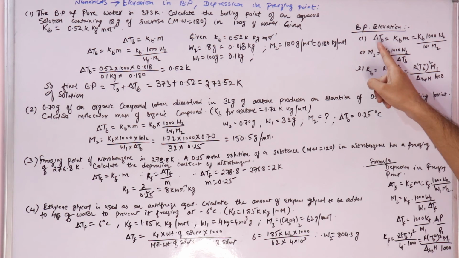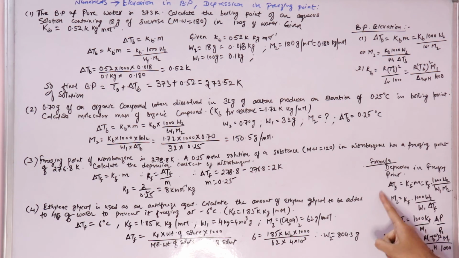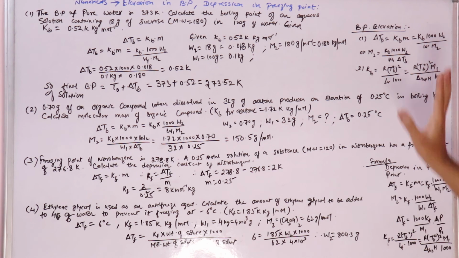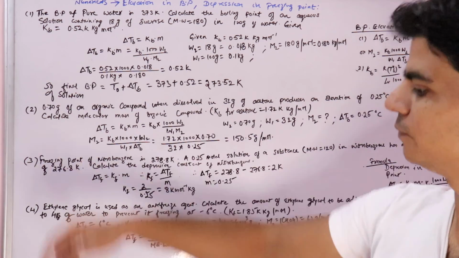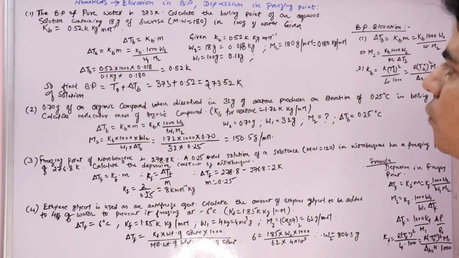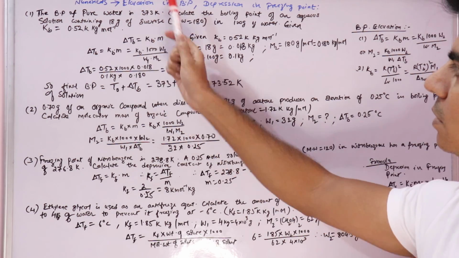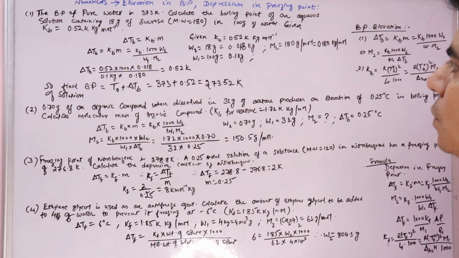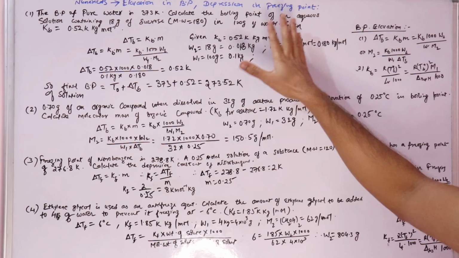And delta TB and delta TF both are directly proportional to molality of the solute. So these are important, and we would be doing numericals based on these formulas. So the first numerical is wherein the boiling point of pure water is 373. Calculate the boiling point of an aqueous solution containing 18 gram of sucrose in 10 gram of water.